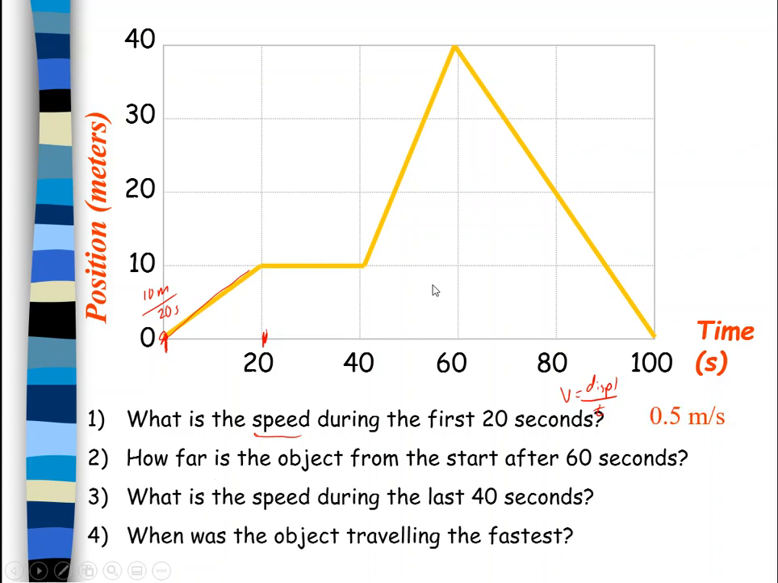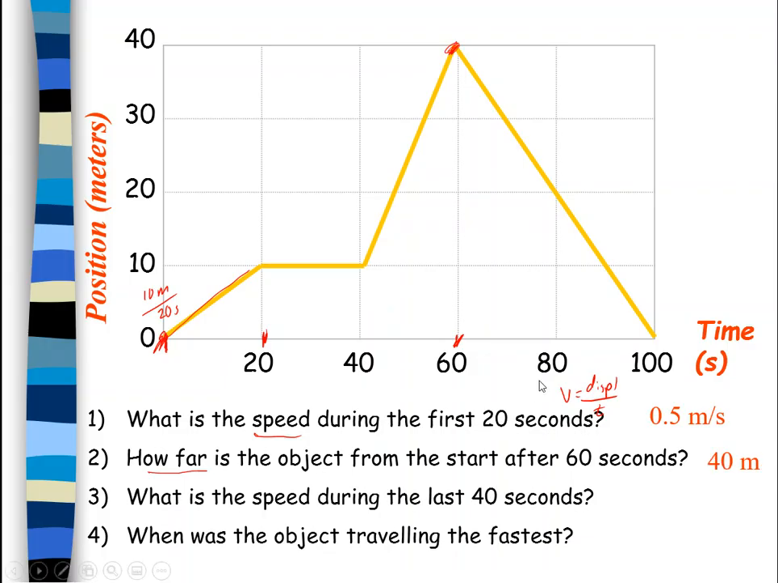Number 2, how far is the object from the start after 60 seconds? So starting at 0 and ending at 60 seconds. Once again, we say, what type of graph is this? You say, oh, we already did that. Yes, do it again though. It's a position time graph. And what am I looking for? I'm looking to see how far. How far means displacement. If I have a position time graph and I want to find displacement, or my change in position, all I have to do is read it as is. In fact, I'm just subtracting one position from another. So 40 meters minus 0 meters is going to be 40 meters.